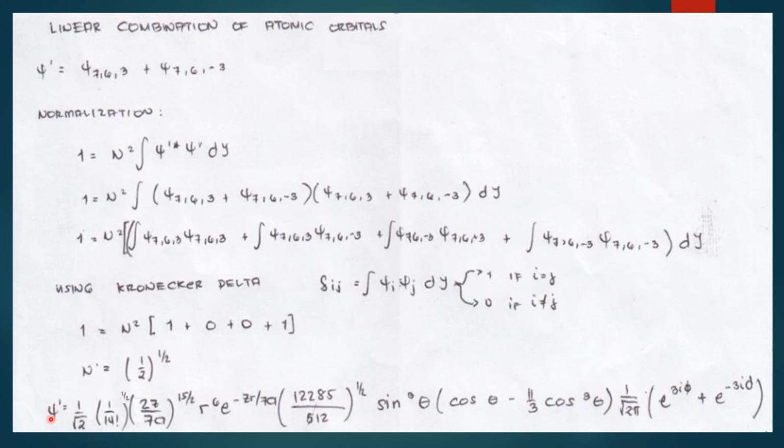Now, adding it to our original wave function will give us psi prime is equal to 1 over square root of 1 half, 1 over 14 factorial raised to 1 half times 2z over 7a raised to 15 over 2 r raised to 6 times e raised to negative zr over 7a times 12,285 over 512 raised to 1 half sine cube theta times cosine theta minus 11 over 3 cosine cube theta times 1 over square root of 2 pi times e raised to 3i phi plus e raised to negative 3i phi.